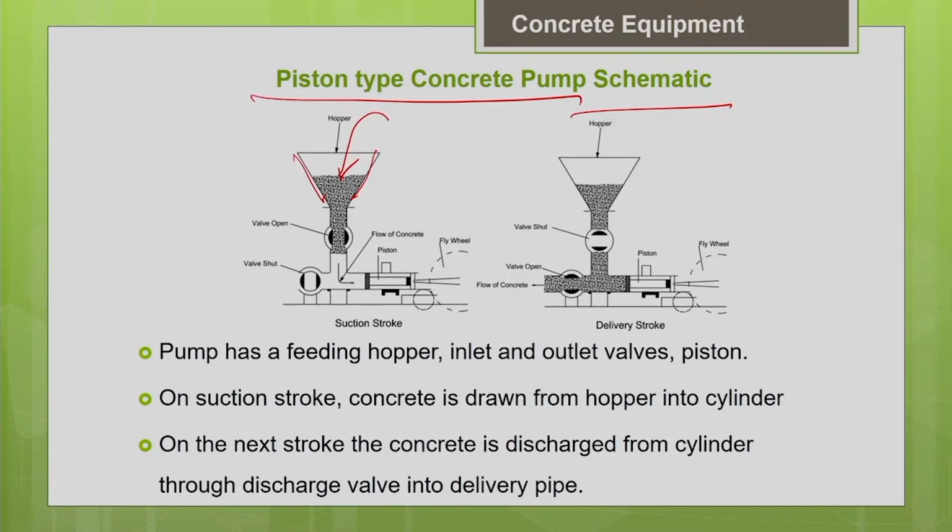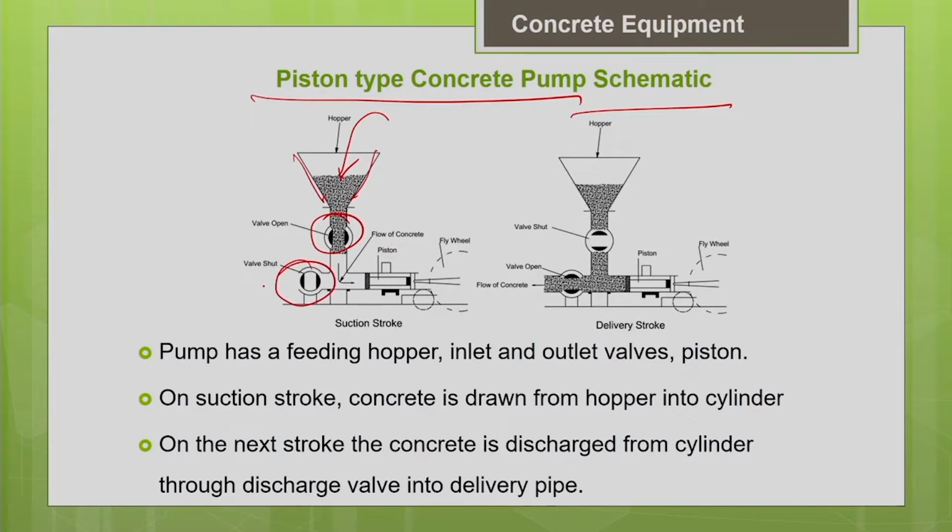Either from your transit mixer or from your concrete mixer machine or from a chute or anything, you are going to discharge the concrete into the hopper of the pump. And this pump will have a piston. You can see the piston. There is an inlet valve and an outlet valve. Based upon the reciprocating action of the piston, the to and fro action of the piston, the suction stroke and the delivery stroke will happen. So what happens in the suction stroke? You can see that the inlet valve will be open, but the outlet valve will be closed.